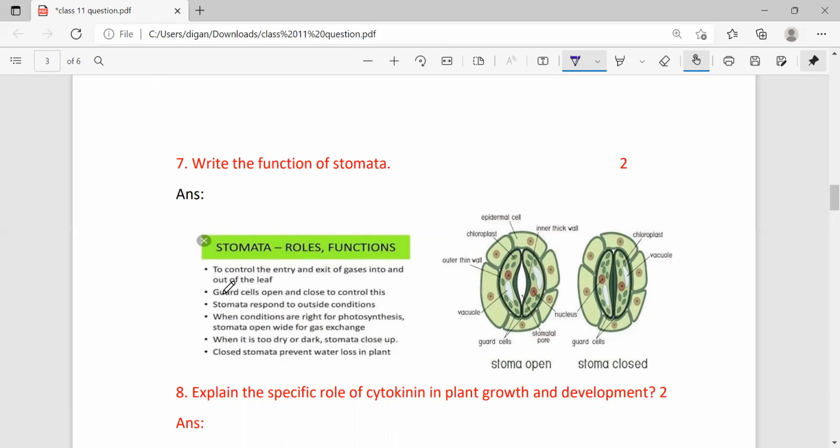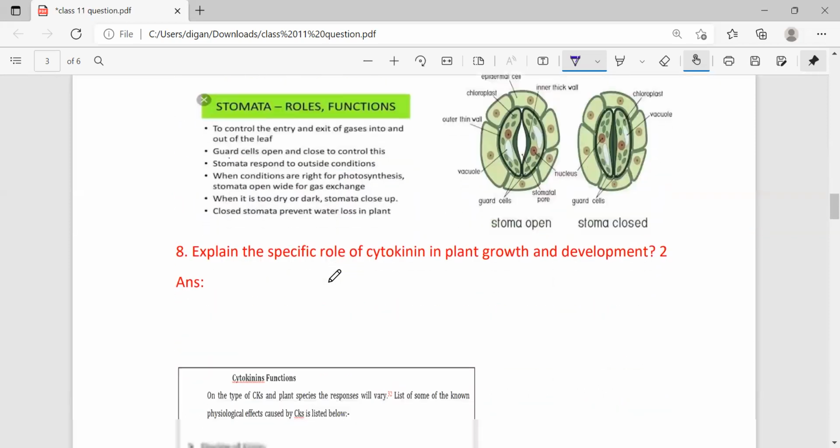Stomata role and functions: to control the entry and exit of gases into and out of the leaf, guard cells open and close. Stomata respond to outside conditions, and when conditions are right for photosynthesis, stomata open wide for gas exchange. When it is too dry or dark, stomata close up, and closed stomata prevent water loss in the plant. So if it is a 2 marks question, you write 3 or 4 points, and with this you draw the diagram.